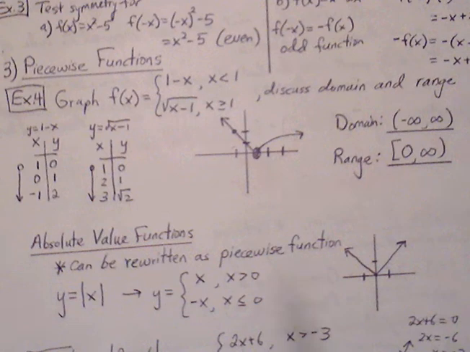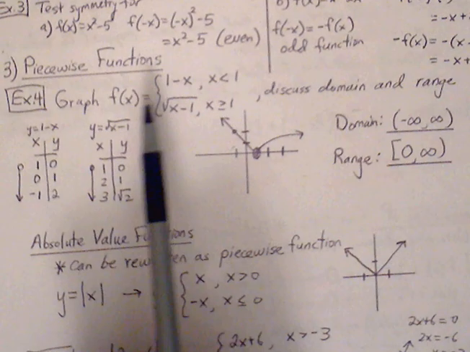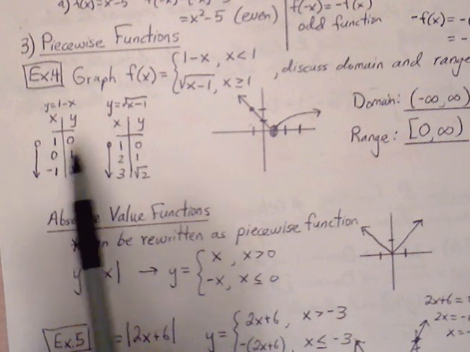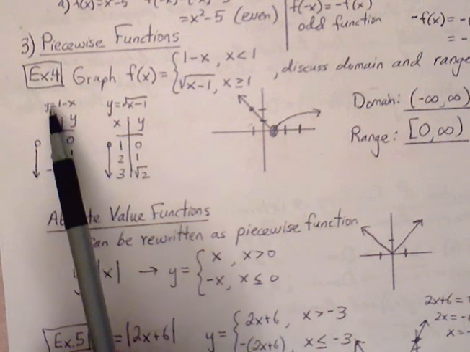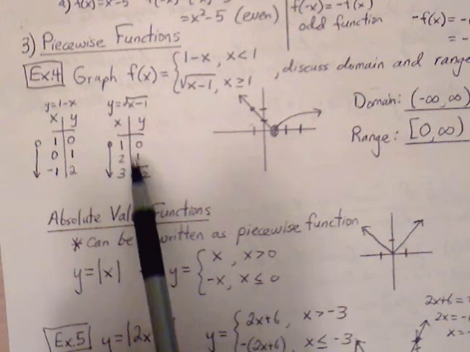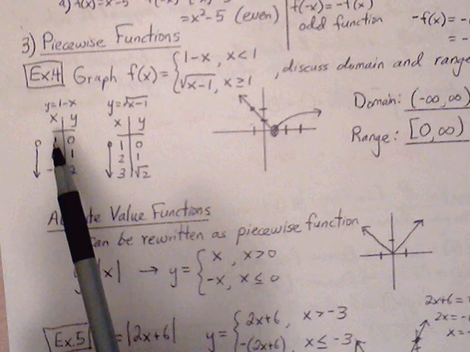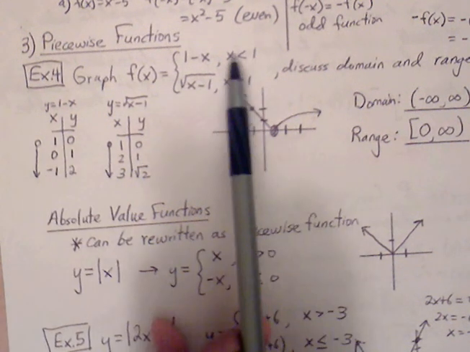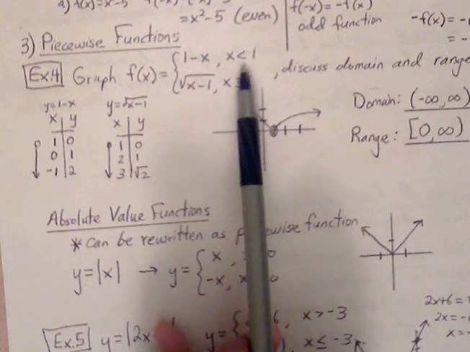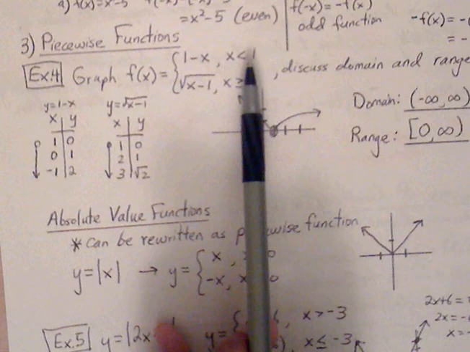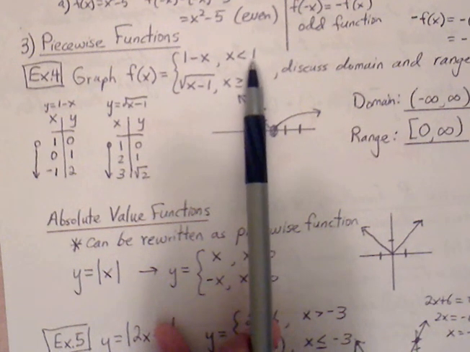With piecewise functions, what I like to do is create t-charts for both pieces. So y equals 1 minus x, I have a t-chart here, and then y equals root x minus 1, I have a t-chart here. Now, the x values that I'm going to choose depend on the restrictions provided for us. So x is less than 1. We always want to start with the value that the restriction gives us, regardless of whether it is less than or greater than or equal to.